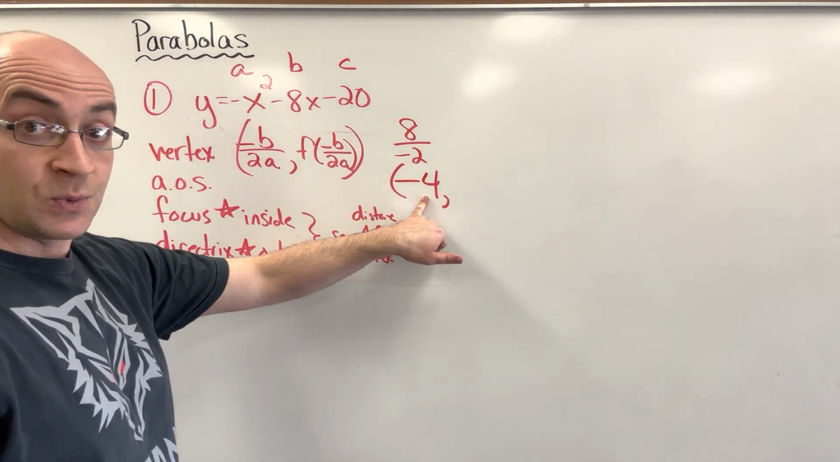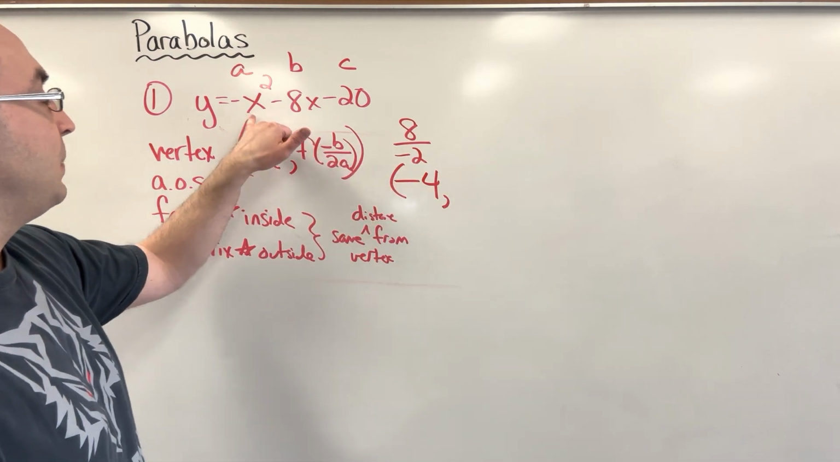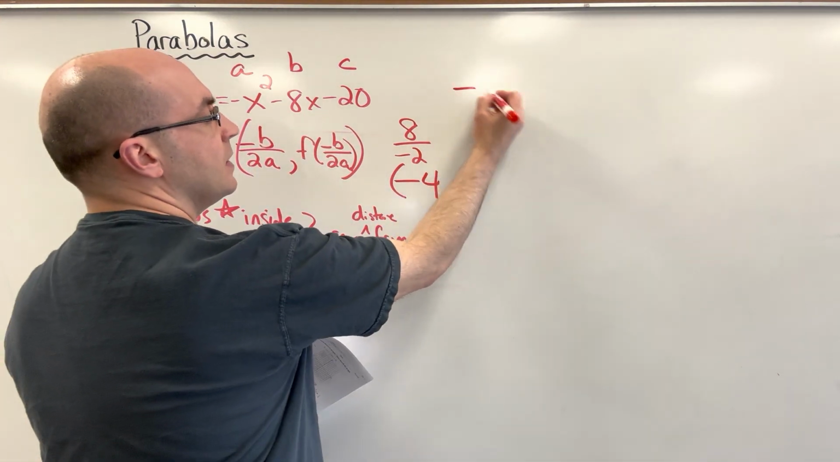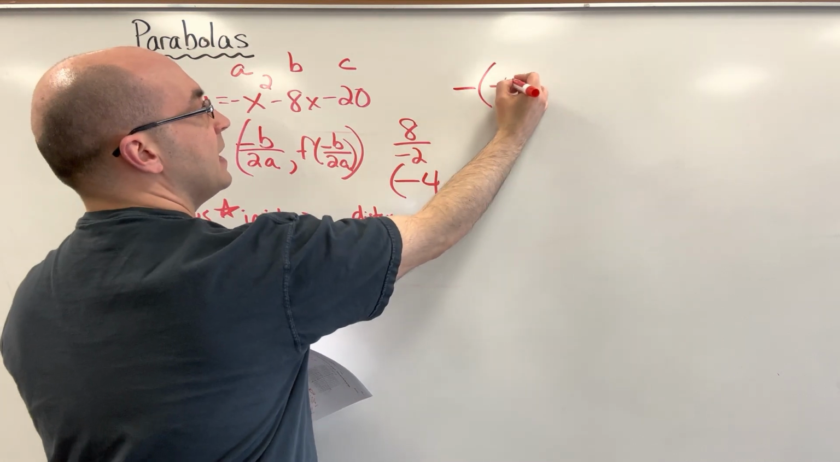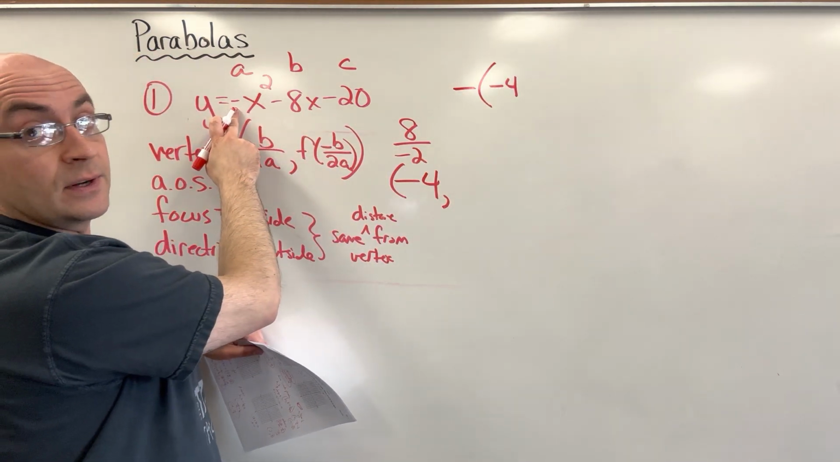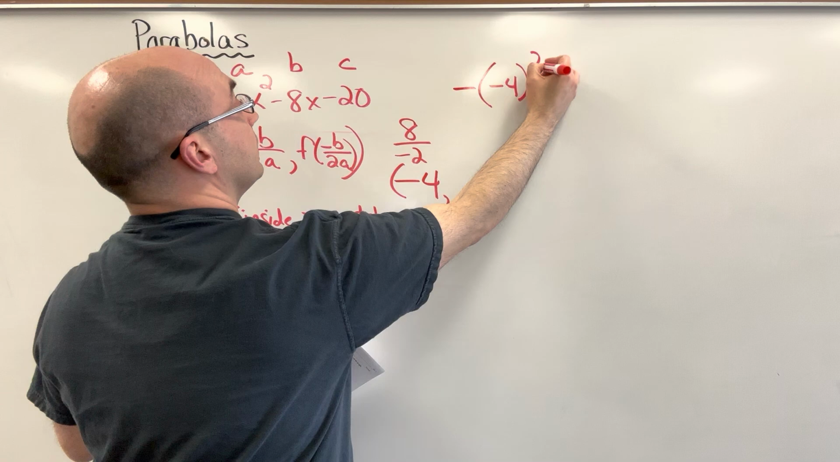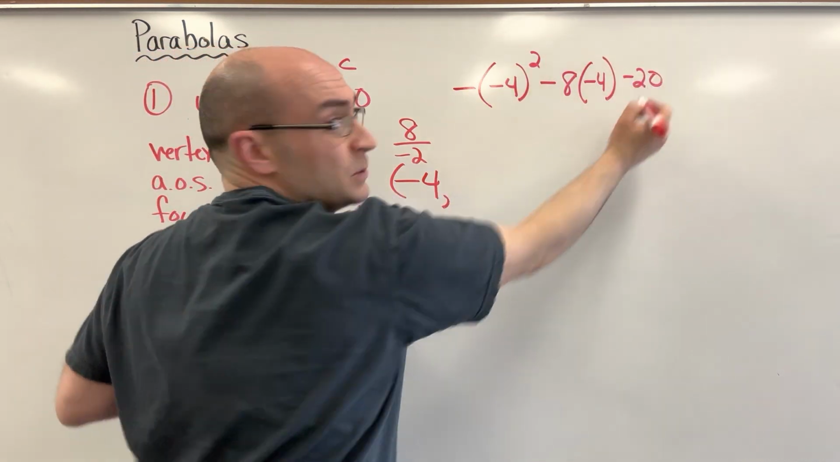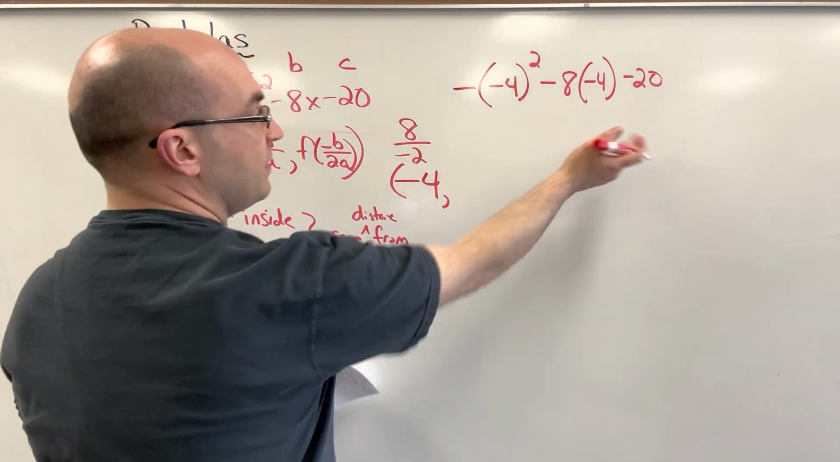Now, this whole f of negative b over 2a just means I'm going to take the negative 4, which was the x value, and plug it in for all the other x values. So I'll write that out here. That'll be negative, because remember the negative sign was in front, negative 4 squared, minus 8 times negative 4, minus 20. Hopefully you can still see that. Okay, good. So I'm just going to evaluate this.